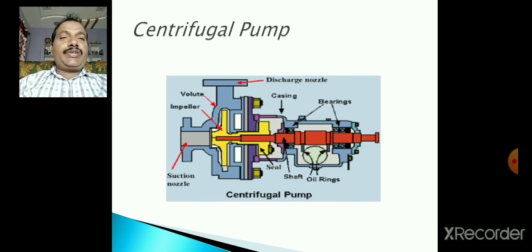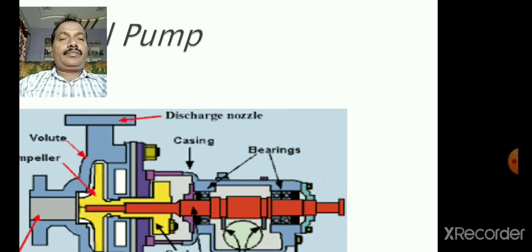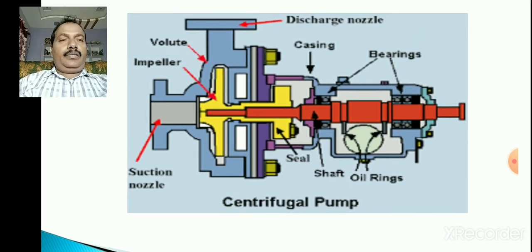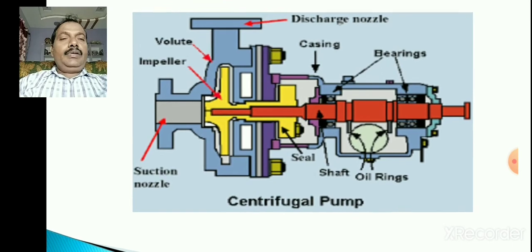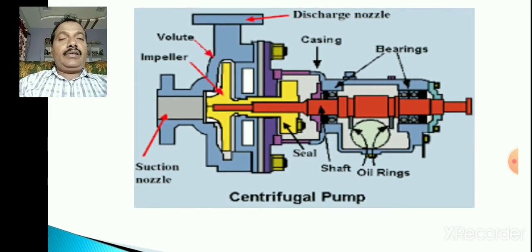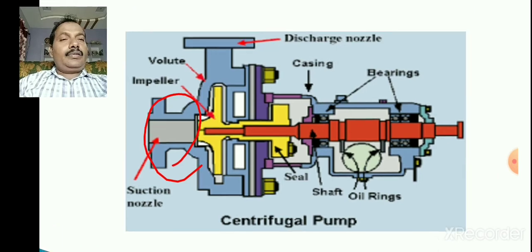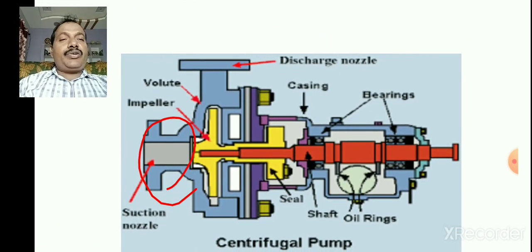So this is the construction of the centrifugal pump. This is the suction nozzle, and this is the discharge nozzle. The fluid comes to the suction nozzle and is discharged through the discharge nozzle.